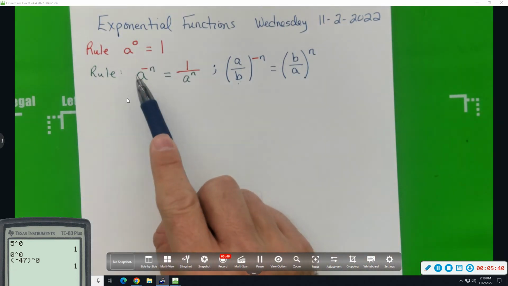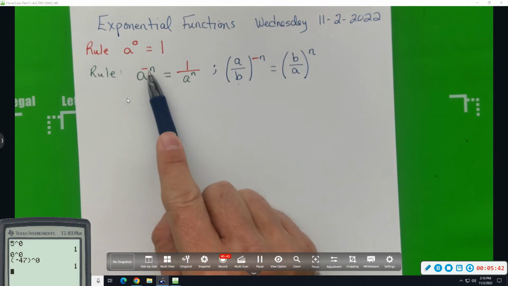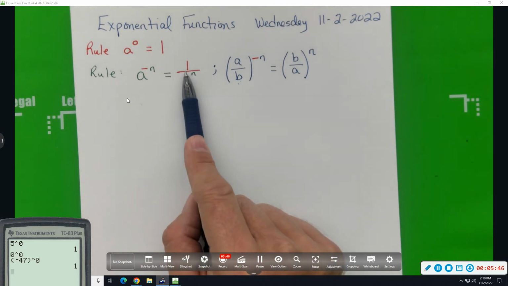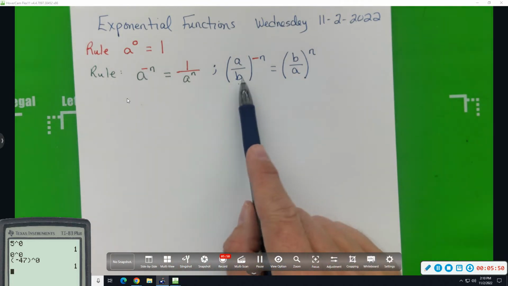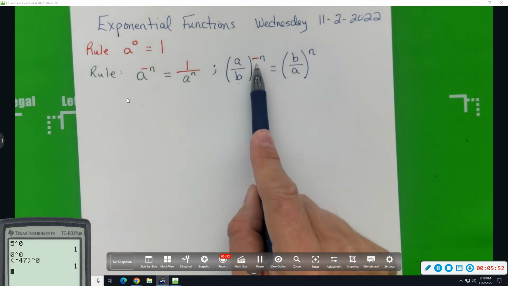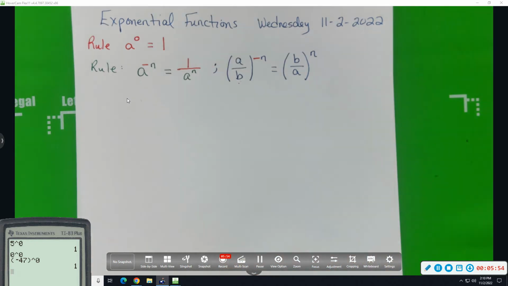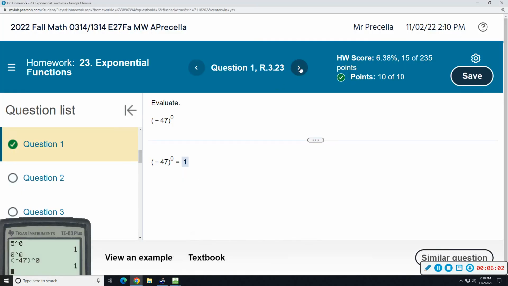So if you just have an integer, not a fraction, raised to a negative power, write it as 1 over, and that gets rid of the negative exponent. If you have a fraction to a negative power, flip the fraction. Those two rules are the ones we're going to use for the next 5 problems. Let's move to problem 2.